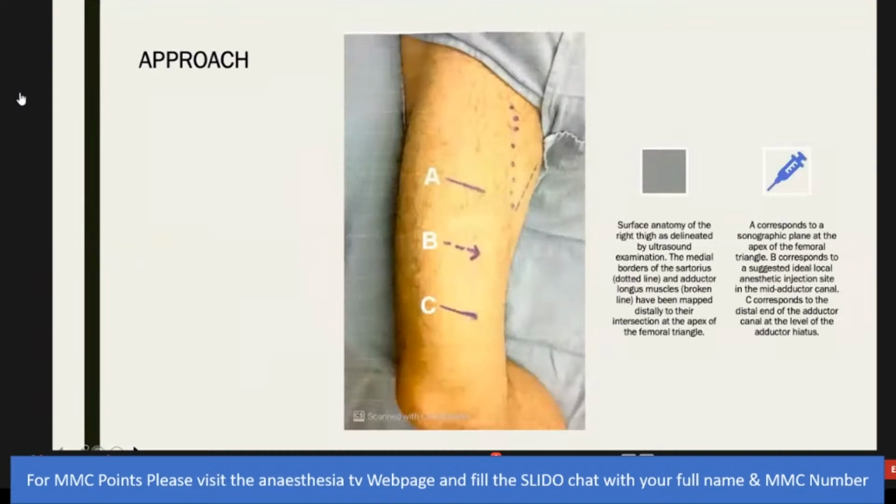This picture shows the three different approaches of adductor canal block. A is the proximal side, just below the apex of the femoral triangle, where the medial border of adductor longus intersects with the medial border of sartorius. B corresponds to the mid adductor canal at the mid-thigh level. C corresponds to the distal end of the adductor canal, where the adductor hiatus lies.